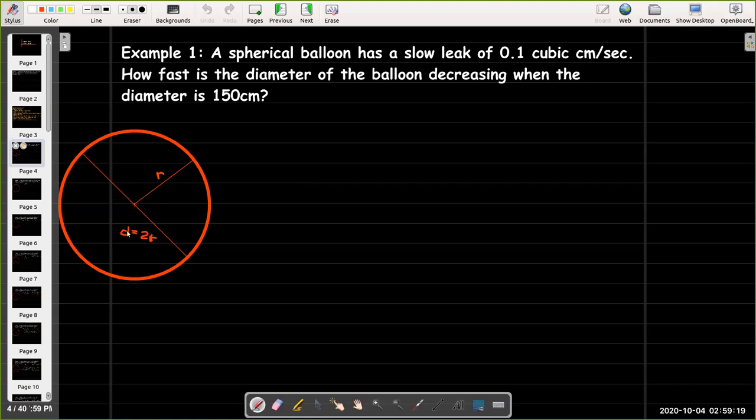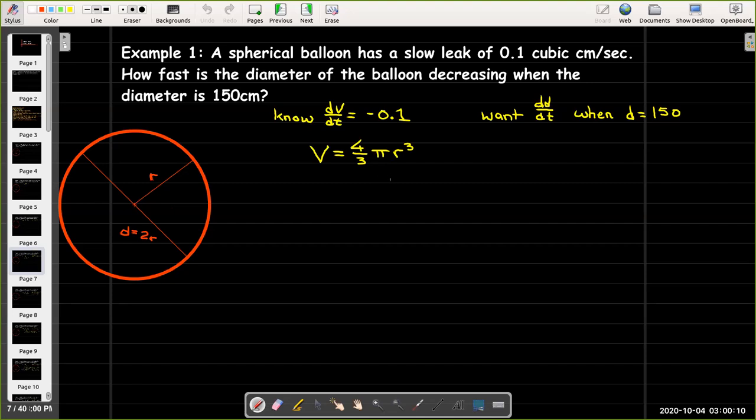So here we're looking at our spherical balloon. It has a radius, and remember twice the radius is the diameter. What do we know? The rate of change of the volume is negative 0.1. Why negative? Because we have a slow leak. The air is leaking out of the sphere, so the volume is decreasing. And what do we want to know? Well, the change in the diameter, so dD/dt when the diameter is 150.